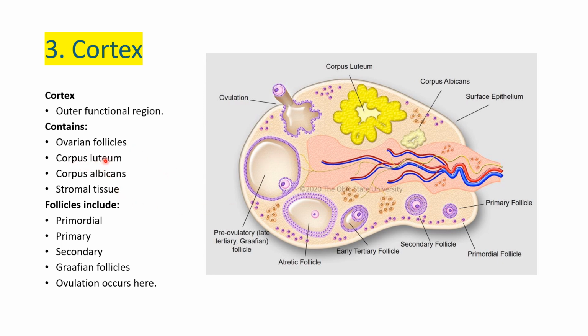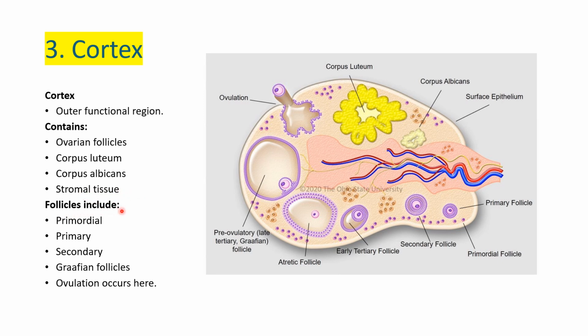Then the corpus luteum. So you can see the corpus luteum there. It contains also the corpus albicans, which is the degenerated corpus luteum. We are going to talk about that when we talk about the ovarian cycle. And then the stromal tissue, it also contains the stromal tissue.